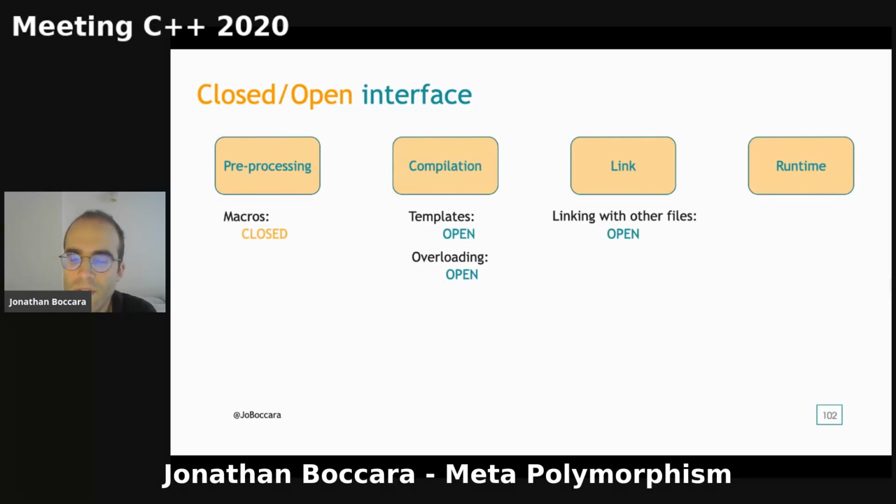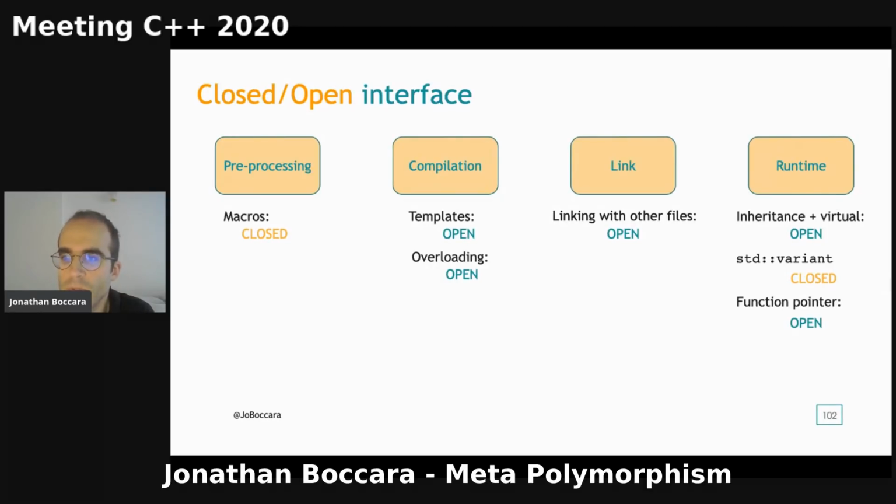If you link with other files, it's also open. You can add any number of files and choose between them without changing anything else, apart from the build files where you actually make the choice. For inheritance and virtual, it's open. You can add new derived classes. The std variant is closed because you would have to change the declaration of your std variant. You would have to add new types to it. For function pointer, it's open, and for function pointer's interface, it's also open.